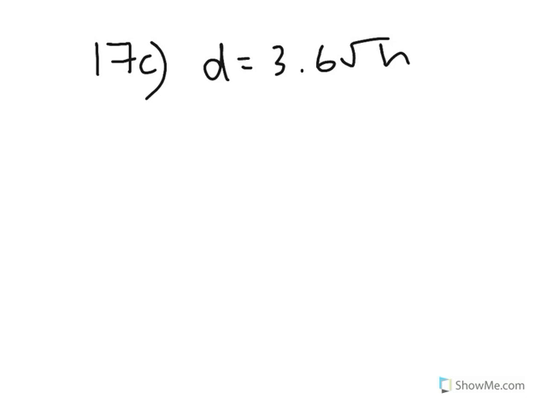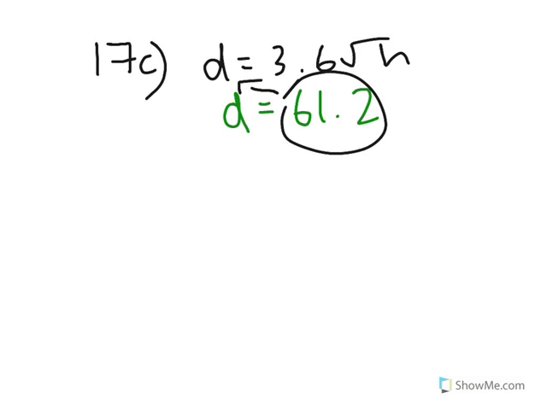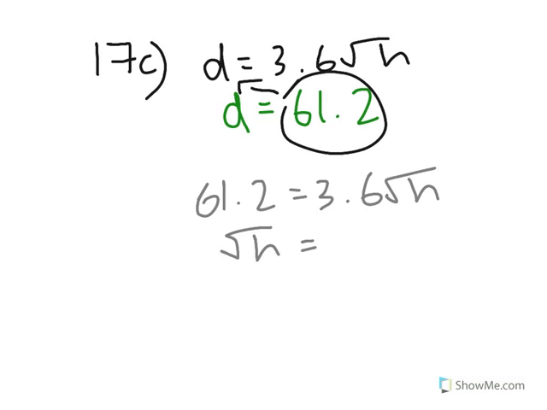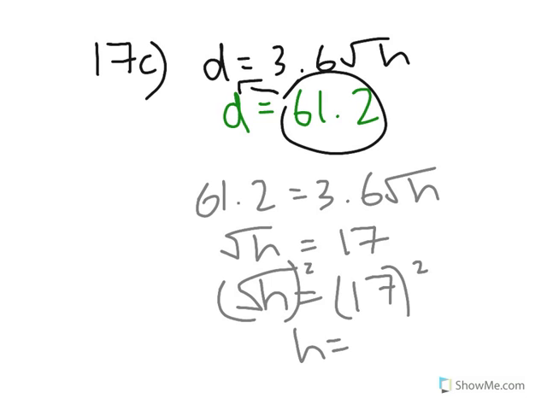17c, just as simple as 17b. They're telling you to find the height above sea level of a person whose distance from the horizon is, so distance is equal to 61.2. So all you got to do is substitute this into this equation. So you're going to get 61.2 is equal to 3.6 times square root of h. Divide both sides by 3.6, so square root of h is equal to 61.2 divided by 3.6, which is 17. And h is equal to, so you basically just square both sides, right? And you're going to get h is 17 squared, which is just 289.